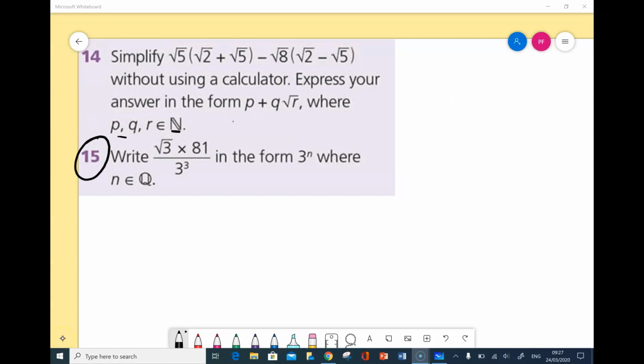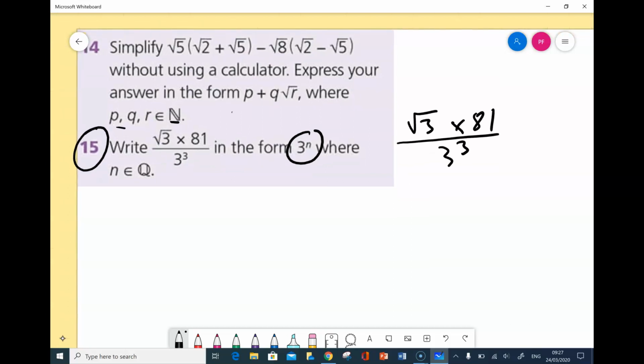In question 15, I've got the square root of 3 multiplied by 81 over 3 cubed. And I want the answer in the form 3 to the power of n. So this is kind of mixing surds and indices, which are really just two different ways of writing the same thing.